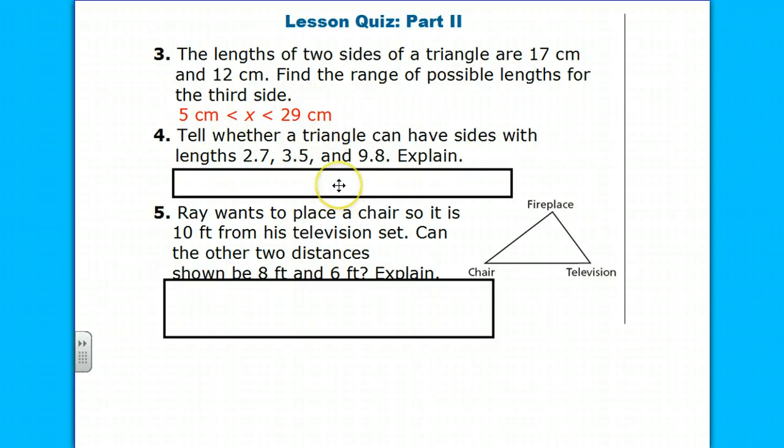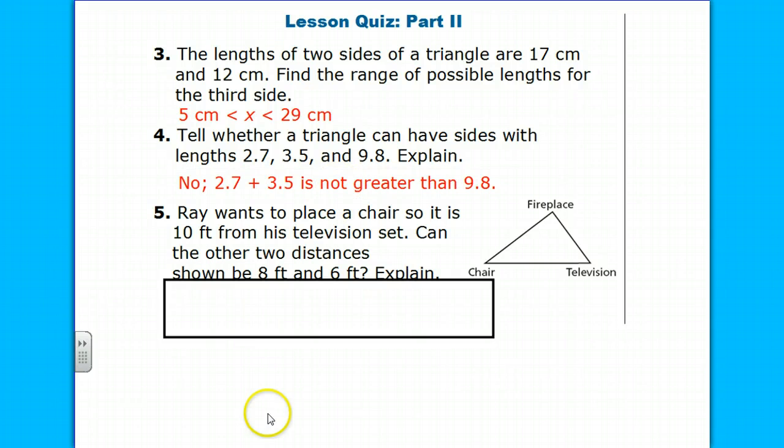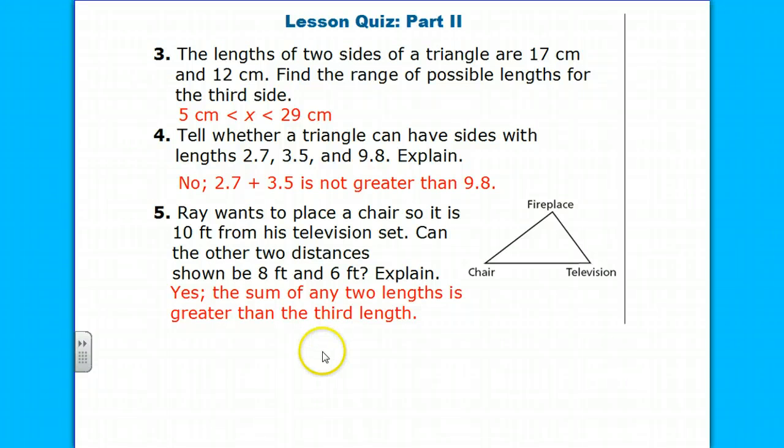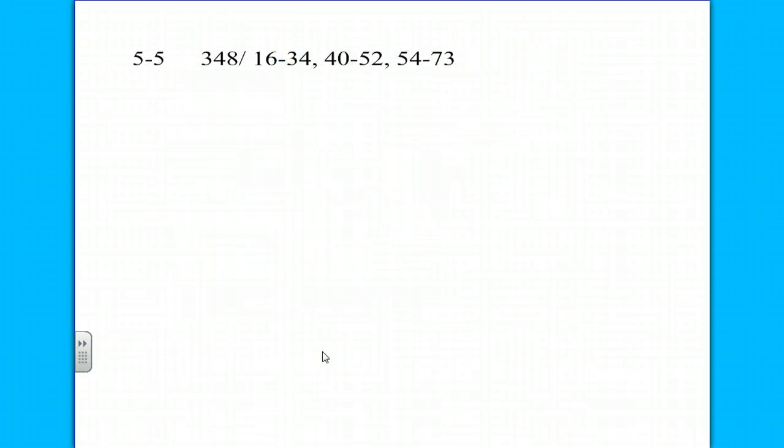Tell whether a triangle can have these lengths? No. And can the other two distances shown be 8 and 6 feet? And yes, those sums work. And there you go.